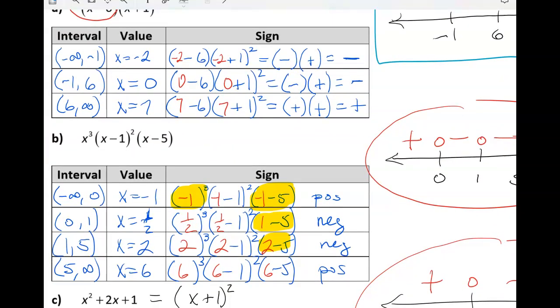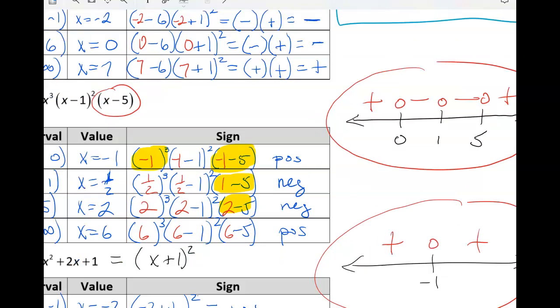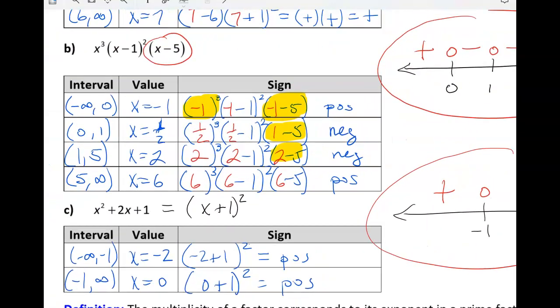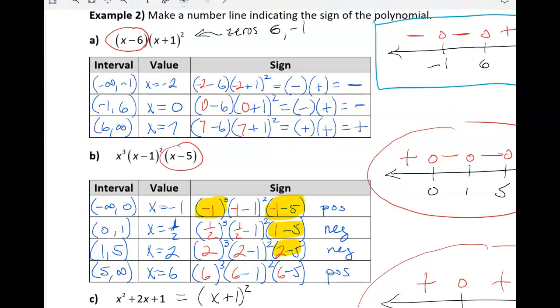Let me find another multiplicity 1. In b, we have a multiplicity 1, x minus 5. That gave us a 0 of 5. And if you look at 5 on the number line, the polynomial is negative on the left, positive on the right. And that's it for our multiplicity 1 factors. Now let's look at multiplicity 2.